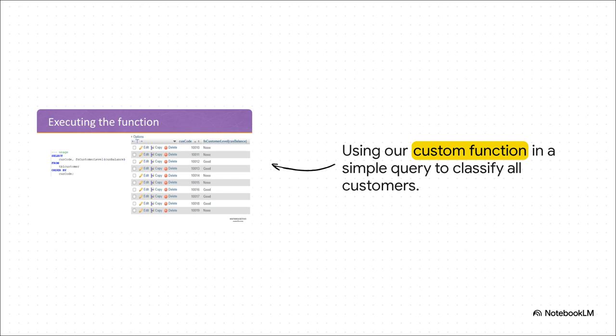And this is the payoff. Just look at how clean that select statement on the left is. We just call our brand new function fn_customer_level, and we pass it the balance for each customer. The result on the right? A perfectly classified list. All of that if-else logic is completely hidden away, making our query incredibly simple to read and to write.